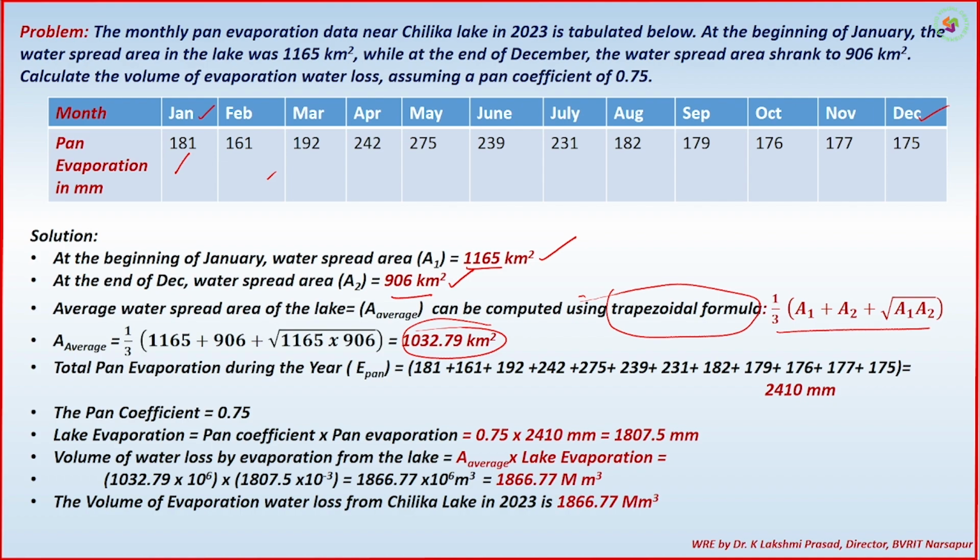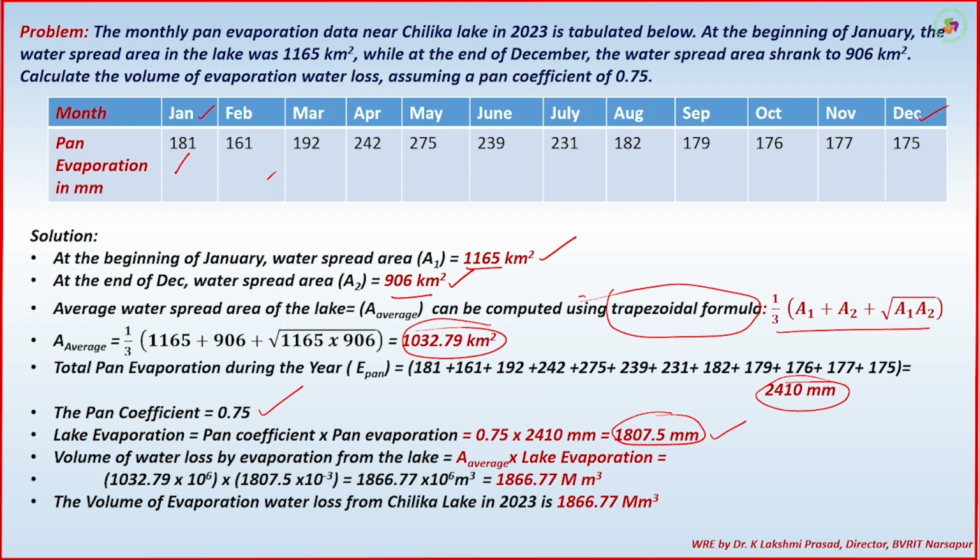Now what is the total pan evaporation? Sum up all the values. It is 2410 mm. Please look at the units. Units are very, very important. So total evaporation during the year is 2410 mm, and the pan coefficient is already given as 0.75. So what is the lake evaporation? Lake evaporation is equal to pan evaporation multiplied by pan coefficient. So it is 1807.5 mm.